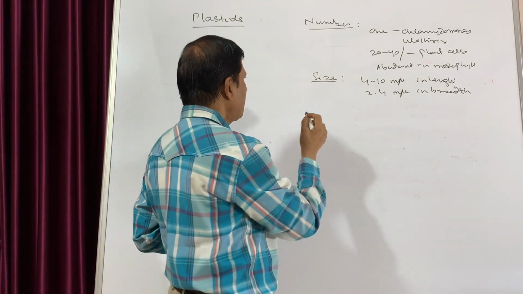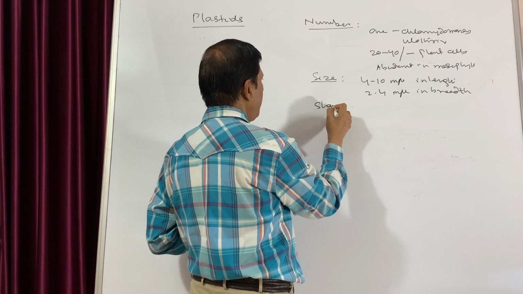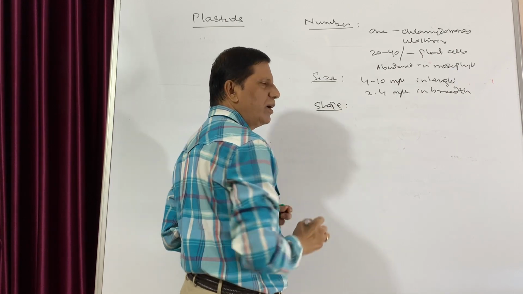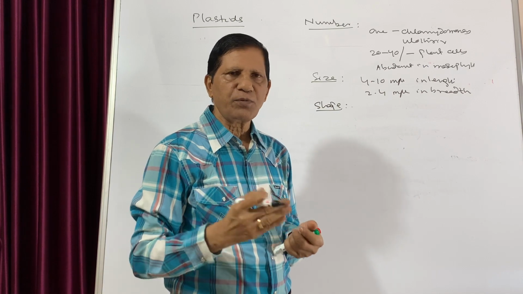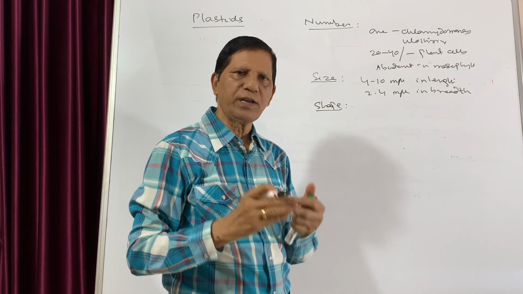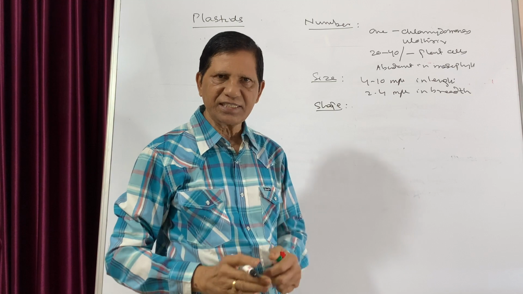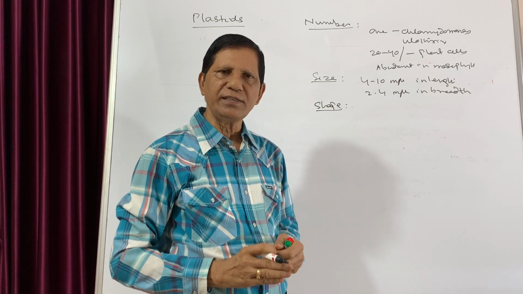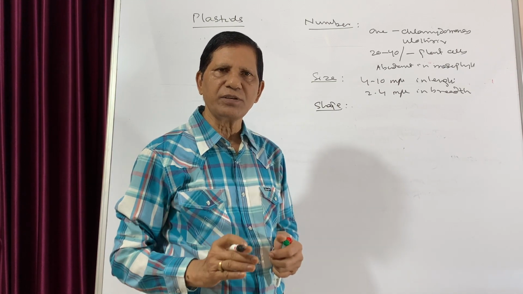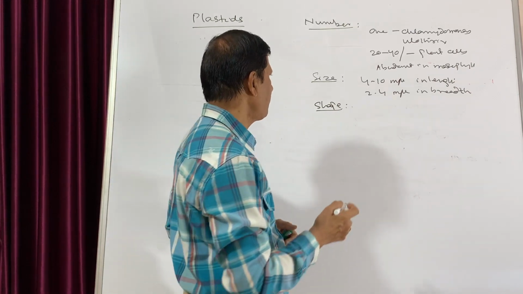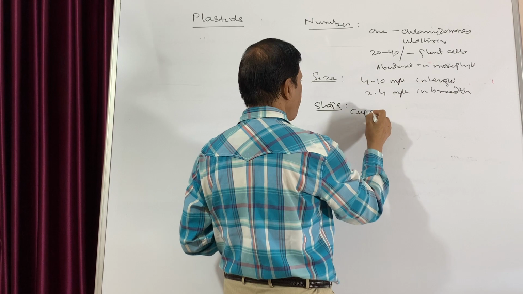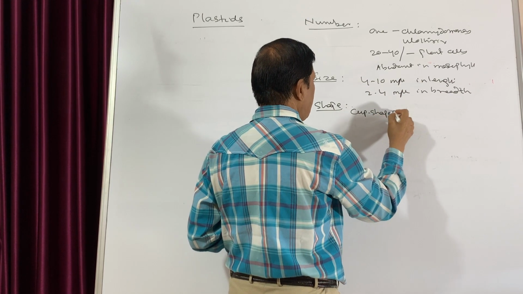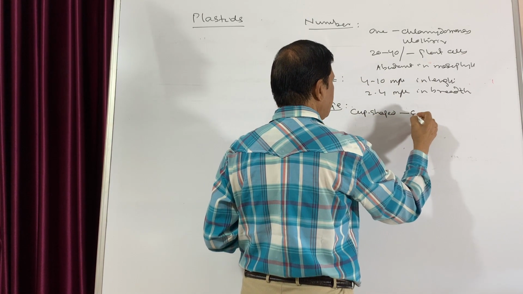The next, we will discuss the shape of chloroplast. In different plants, you will find different types of chloroplasts. Though in case of higher plants they are disc shaped, in lower plants like algae you will find different shapes of chloroplasts. If you take this, it is cup shaped in case of Chlamydomonas.